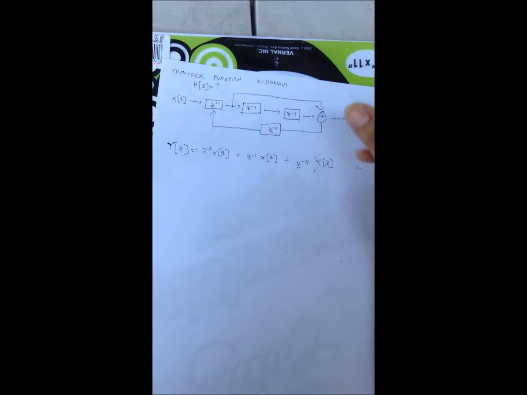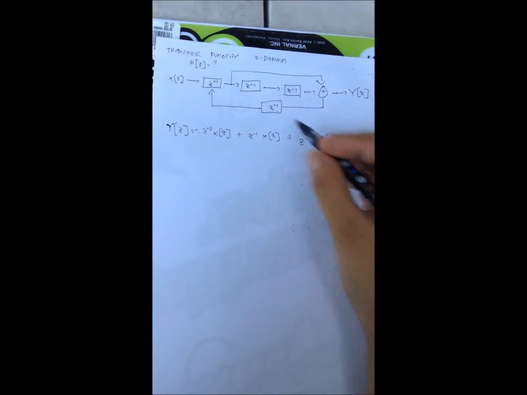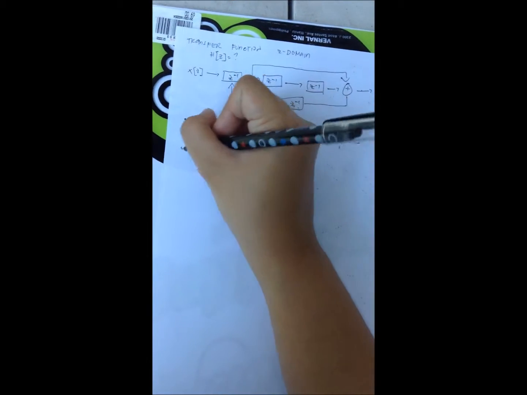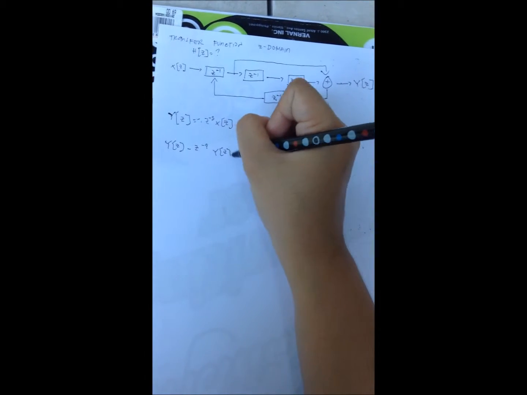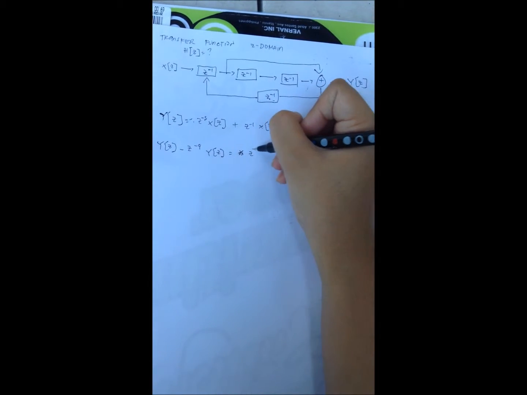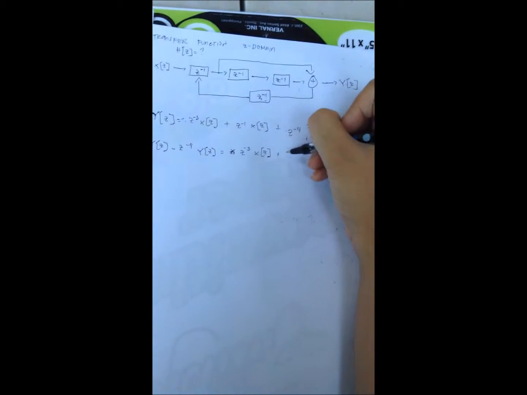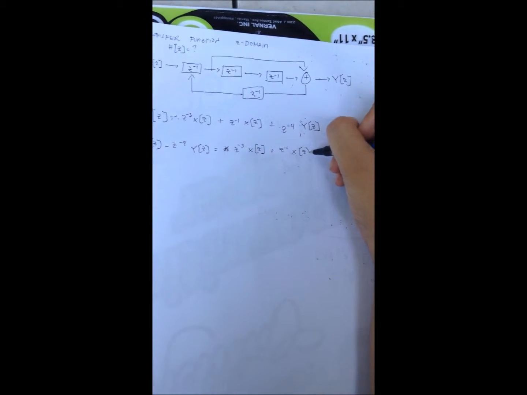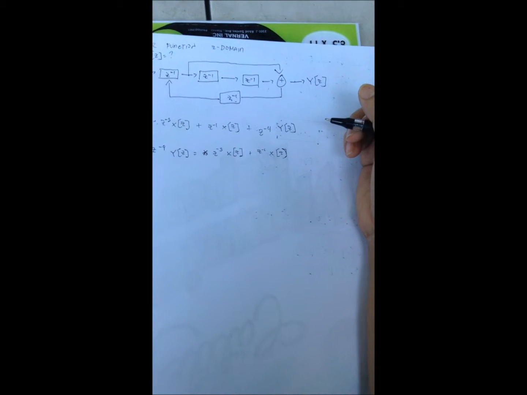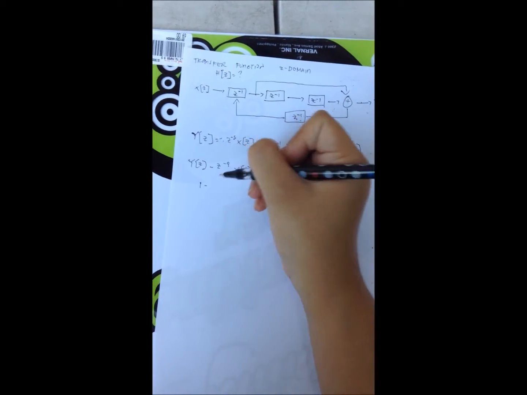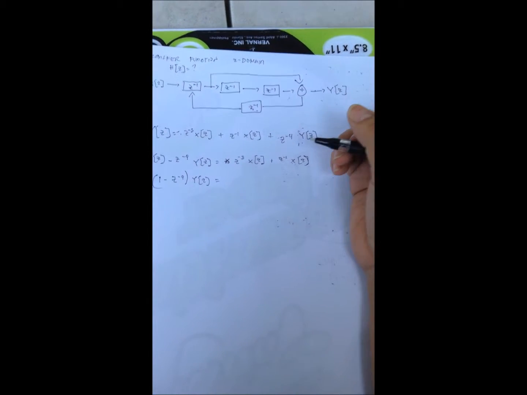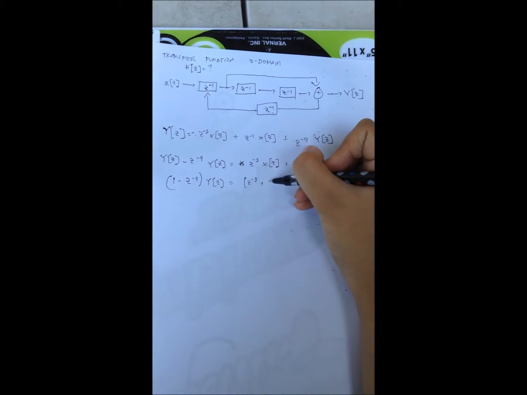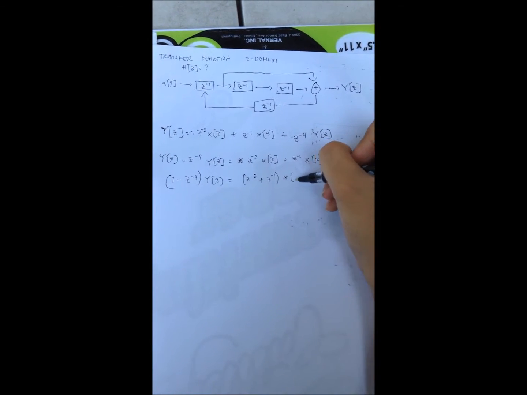Okay, so we transpose this y of z to this part. It will become y of z minus z raised to negative 4 y of z equals to z raised to negative 3 x of z plus z raised to negative 1 x of z. Okay, then simplify. Let's simplify this form. 1 minus z raised to negative 4 y of z equals to z raised to negative 3 plus z raised to negative 1 x of z.